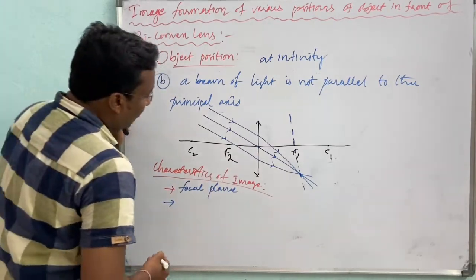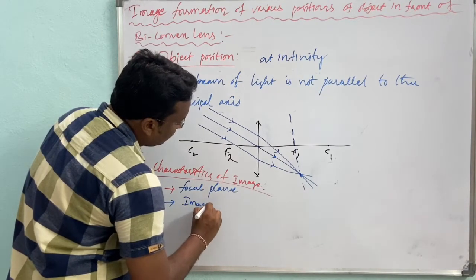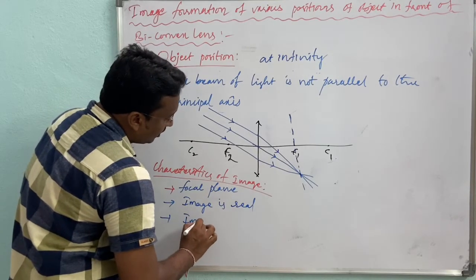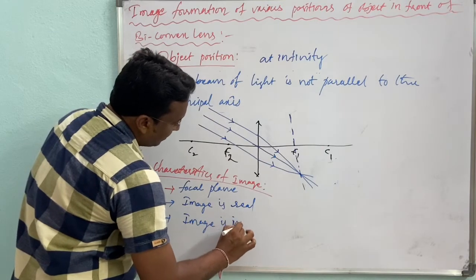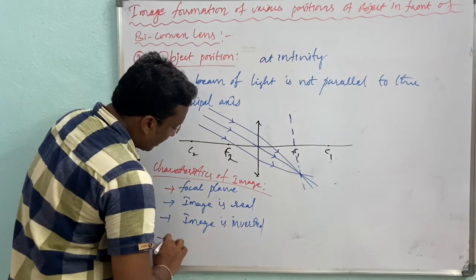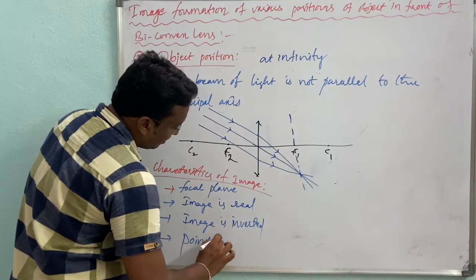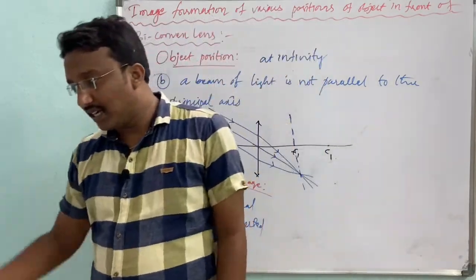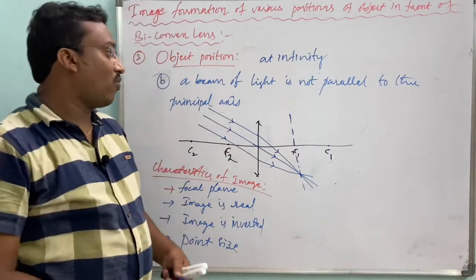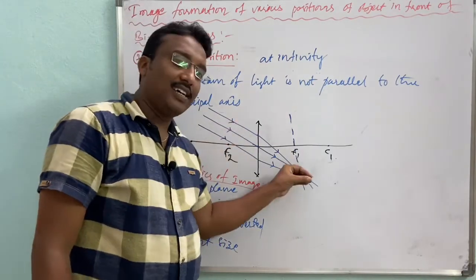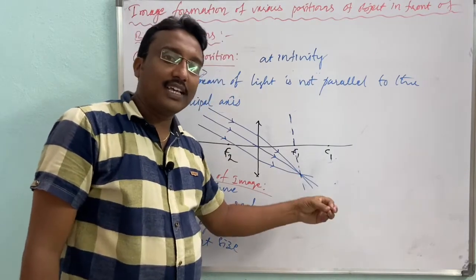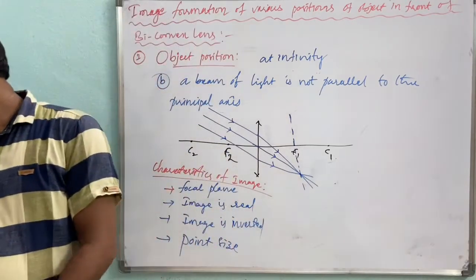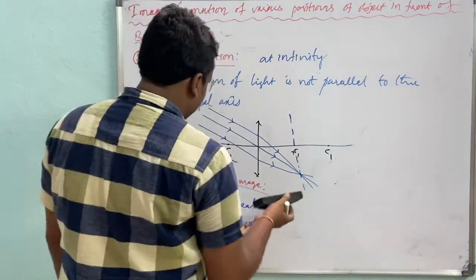Then what type of image? The image is real, and it is inverted, and the size is point size. That's why these lenses are used to burn. Why? Because the sun rays which fall on a convex lens are focused at one point, raising the temperature of the given object, to burn it. Got it? That's what we call a magnifying lens.